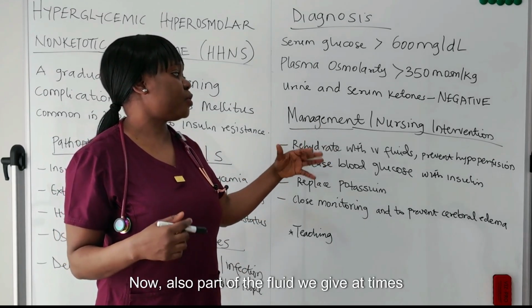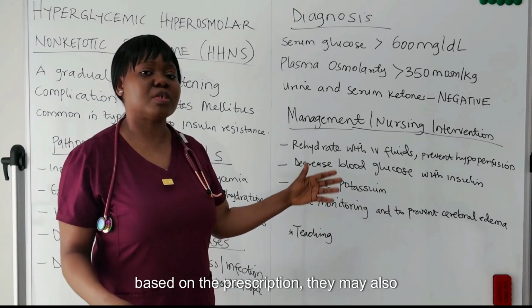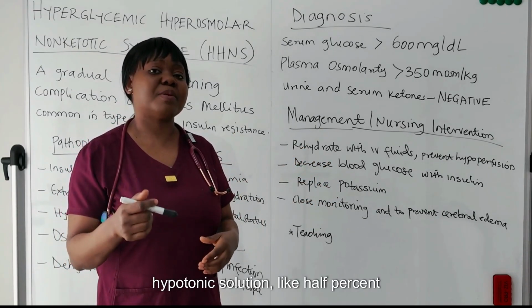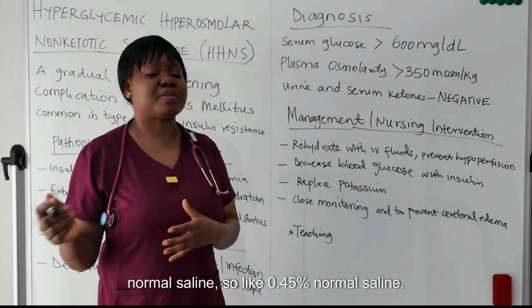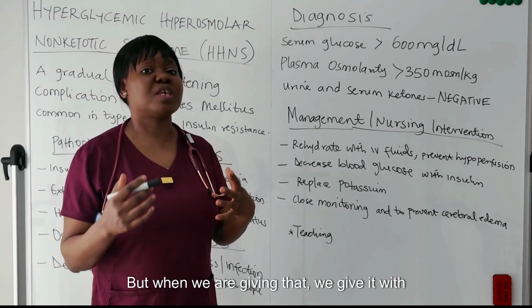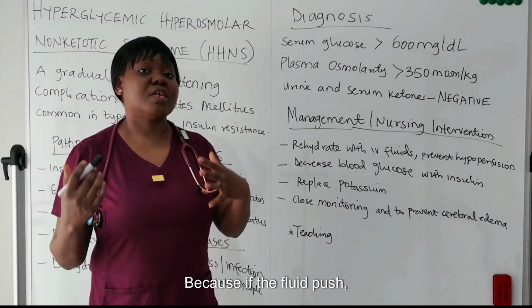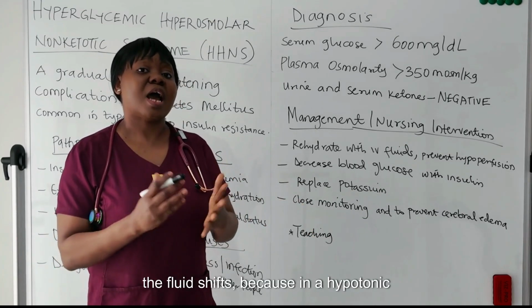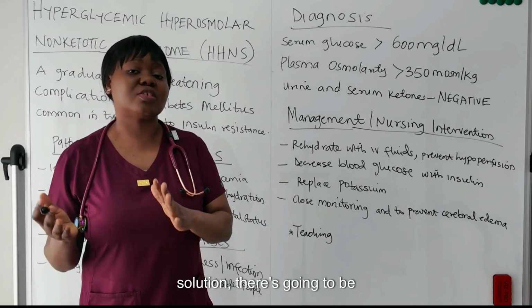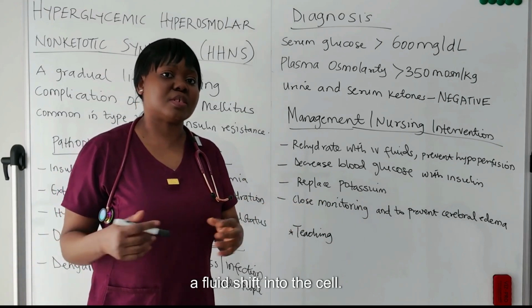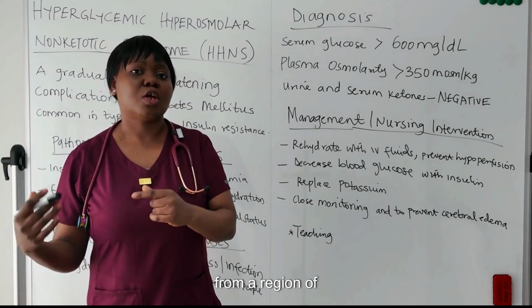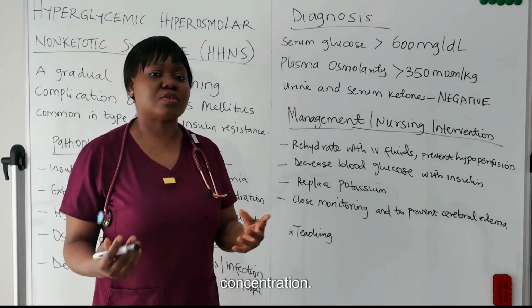Now, also part of the fluid we give at the time, based on the prescription, they may also prescribe a hypotonic solution, like 0.45% normal saline. But we give that with caution, because in a hypotonic solution there's going to be a fluid shift into the cell. Because of osmosis, fluid moves from a region of lower concentration to a region of higher concentration.